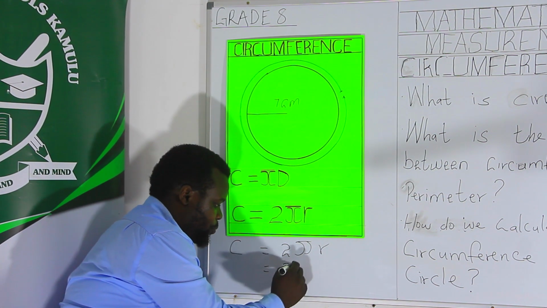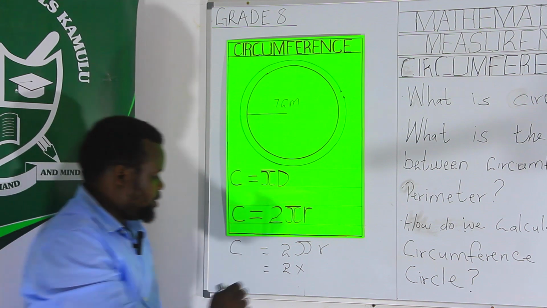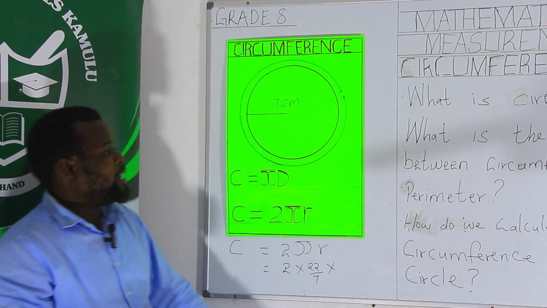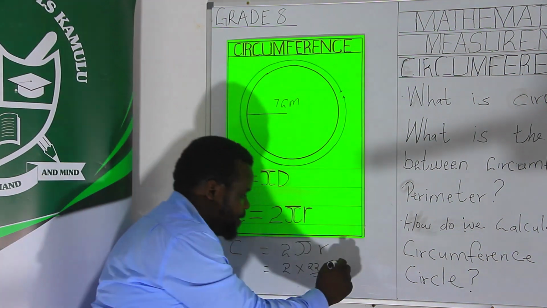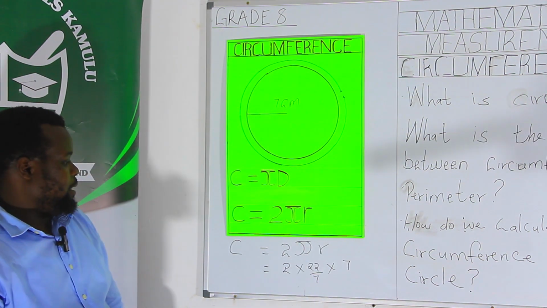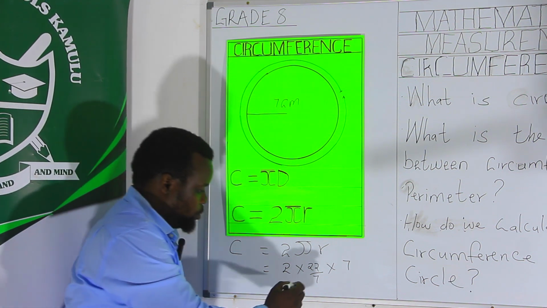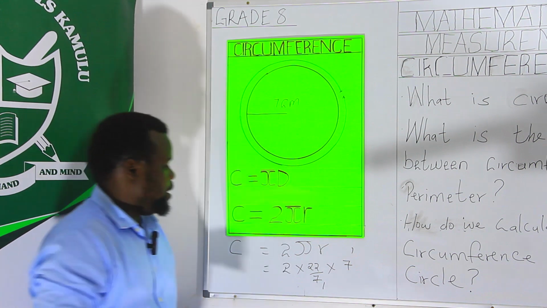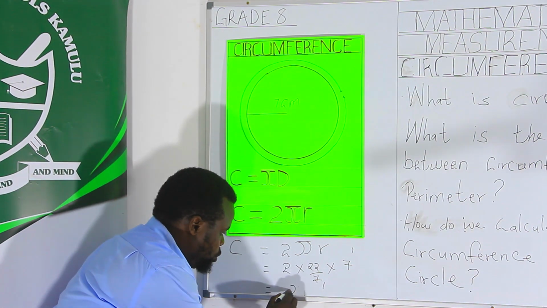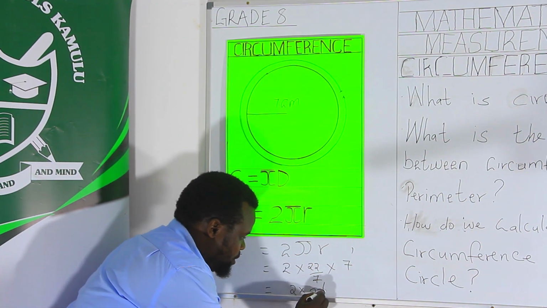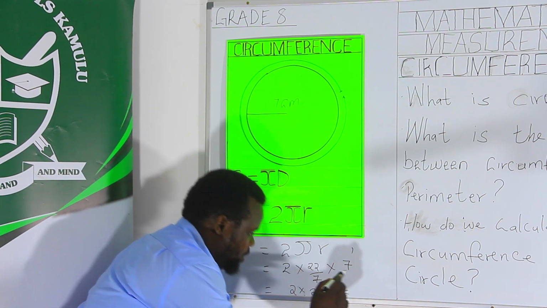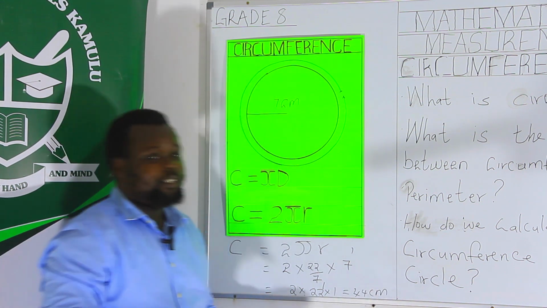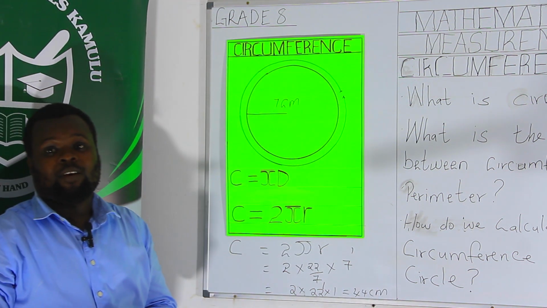Now let us substitute in the formula. We have 2 times pi. We always know that pi is 22 over 7, times the radius that we have here, which is 7. We are going to cancel: 7 goes here 1, here 1, and we are going to have 2 times 22 times 1, which is equivalent to 44 centimeters. And that is our circumference.